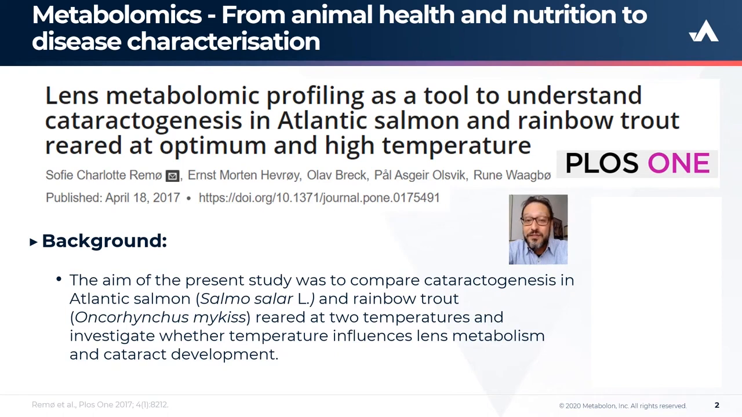And I would just like to take this opportunity to stress Metabolon's experience working with a broad range of different matrices. In fact, we've worked with over 100 matrices since we opened, not just the common ones like plasma, so in this case, fish lenses.